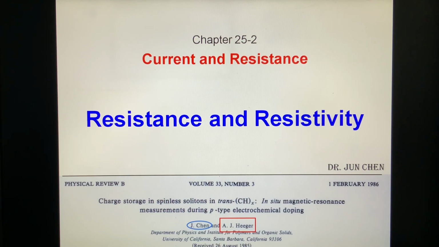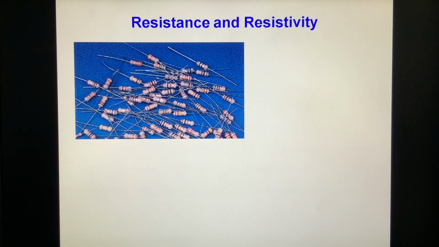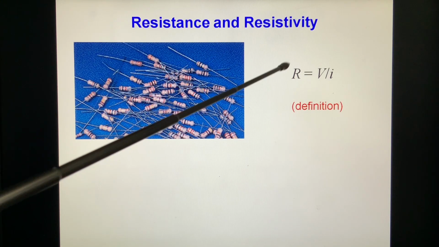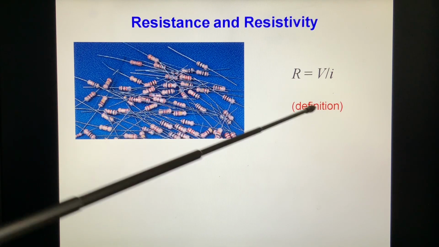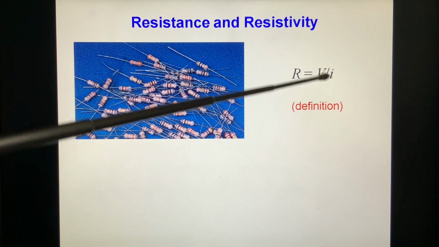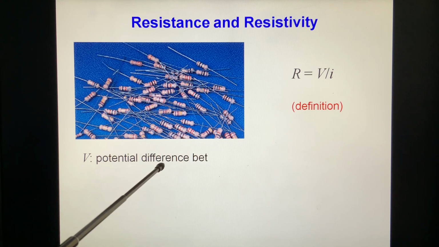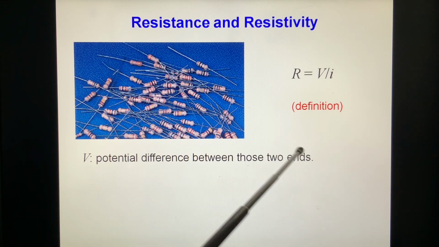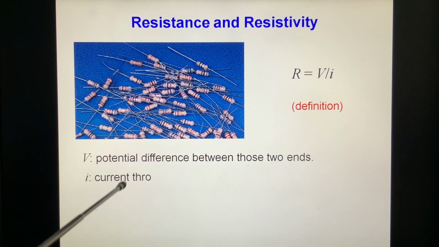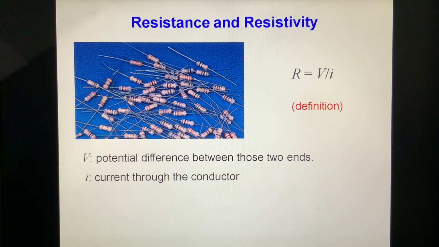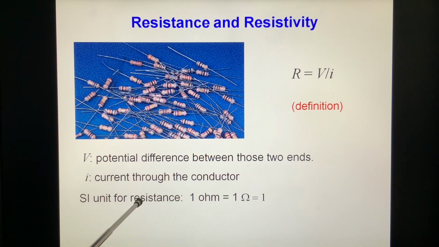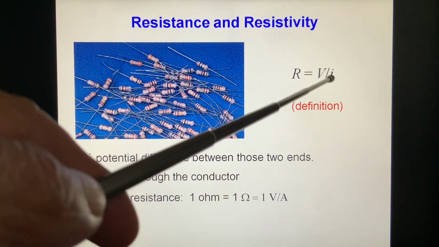Resistance and then resistivity. R equal to V over I. This is a definition, not Ohm's law. V is the potential difference between the two ends of the conductor, and I is the current. The metric system unit of resistance: 1 ohm equals 1 volt per ampere.